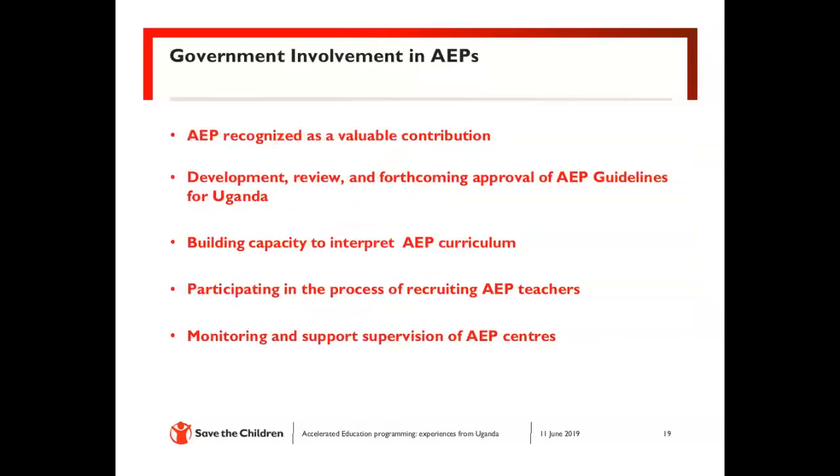When you move forward to see how this is possible, government has been actively involved. The government of Uganda recognizes accelerated education program as a valuable contribution to the education system, thus its inclusion in the ERP. They also participated in the development, the review, and even the forthcoming approval of the AEP guidelines for Uganda. As Martha referenced, until recently there were no AEP guidelines, and the AEP implemented in the refugee settlements in Uganda varied widely in design and implementation. The government of Uganda, through the Ministry of Education and Sports, supports building capacity of stakeholders to interpret the AEP curriculum. They also participate in the process of recruiting AEP teachers and conduct monitoring and support supervision of the AEP centers.